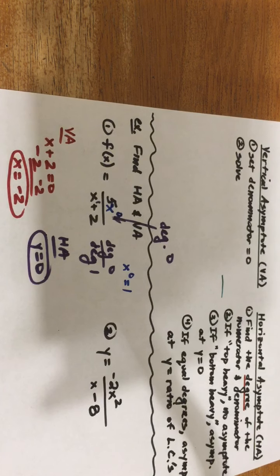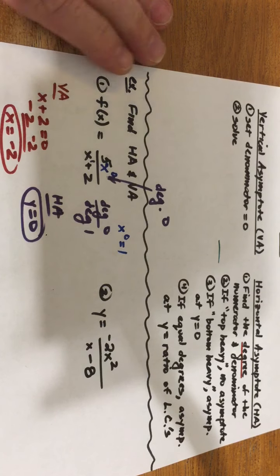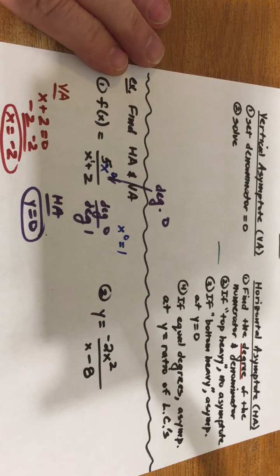Okay, ladies and gentlemen, you may want to pause the video. Try the second one on your own. I'll give you a moment to do that. Then we'll go through the second one. Okay, let's take a look at the second one right here. Hopefully for the second one, you got a vertical asymptote at x equals 8 and a horizontal asymptote of none.